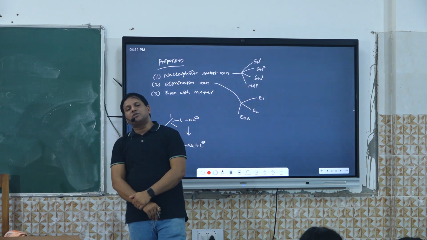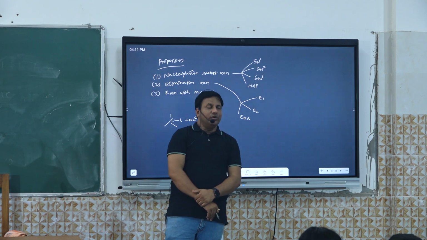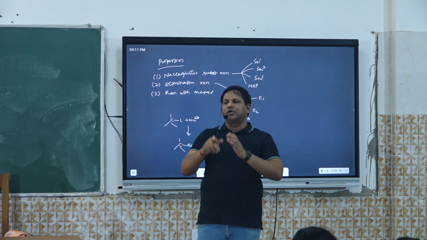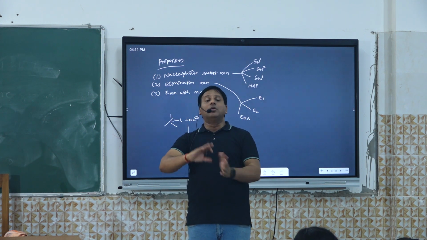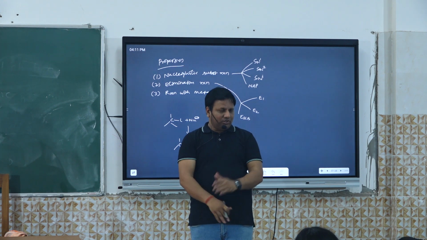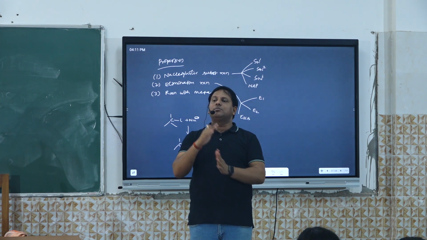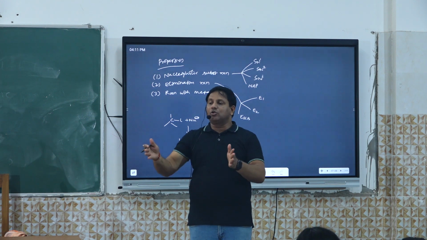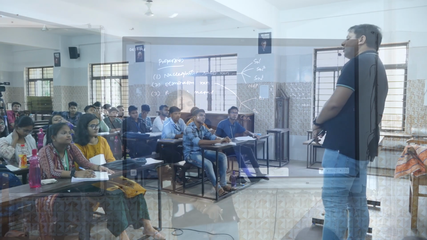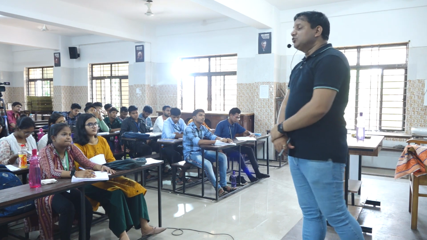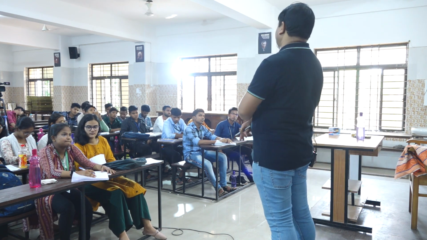Because after the departure of the leaving group, when the carbocation will be formed, the leaving group will be very close to the carbocation center. There will be coulombic force of attraction. One is a cation, one is an anion, although it has departed, dissociated by the action of polar protic solvent, but that will be closer to the carbocation center. Why? Due to the coulombic force of attraction. So that is known as intimate ion pair.